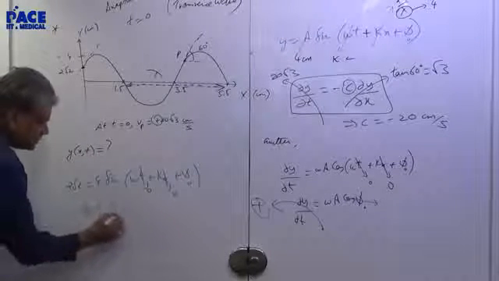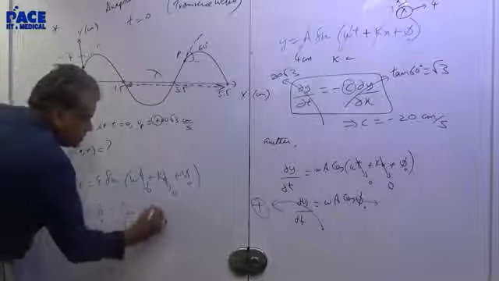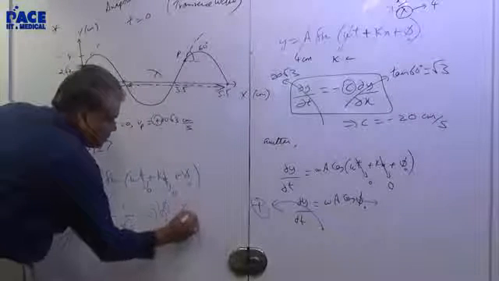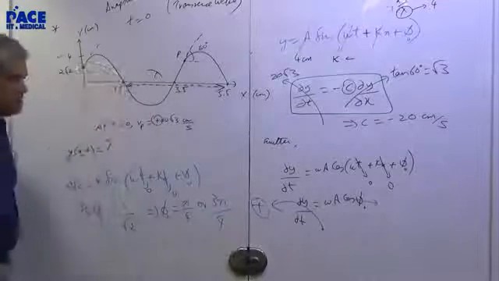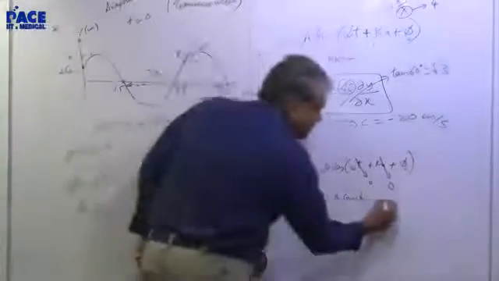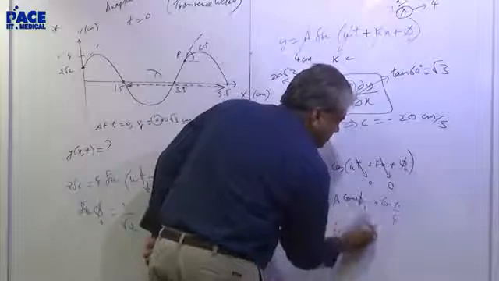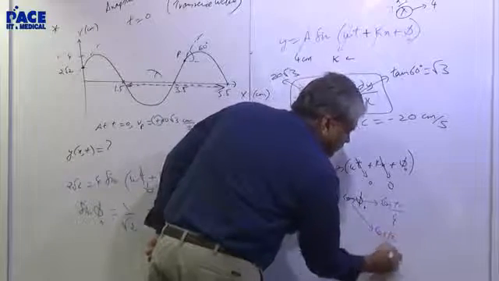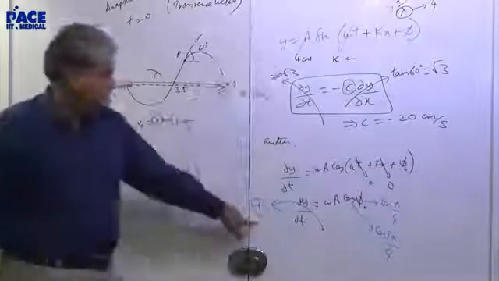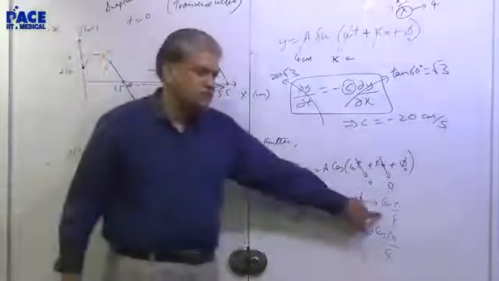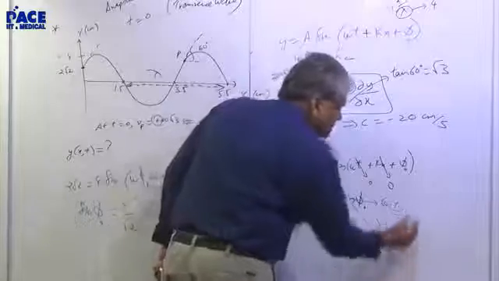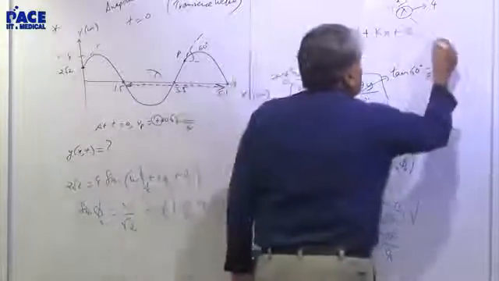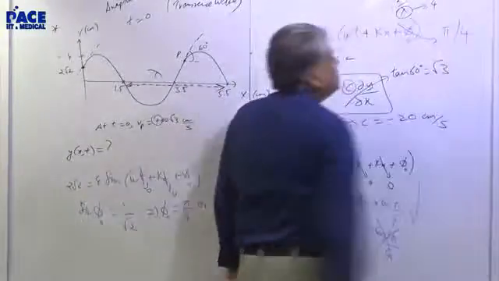Sine phi naught is equal to 1 by root 2, which means phi naught is either pi by 4 or 3 pi by 4. One of the two things is right. So what will it be? Will it be cos pi by 4 or will it be cos 3 pi by 4? I want the answer as positive. Cos 45 is 1 by root 2, this is minus 1 by root 2, hence this is not right and this is right. So there I have found my phi naught, that's all.